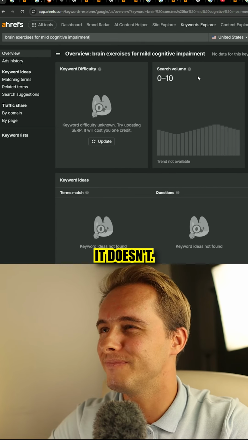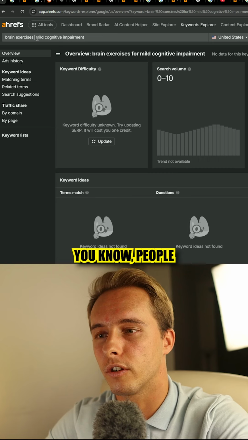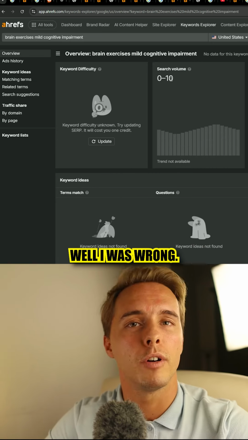Does it have volume? It doesn't. It's probably something about this, about the "4." You know, people are a bit lazy when they type. Yeah, well, I was wrong, I guess.